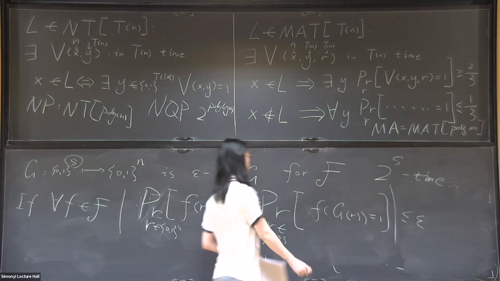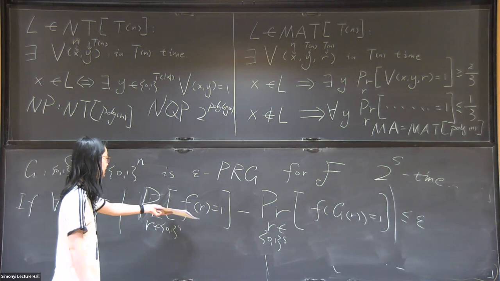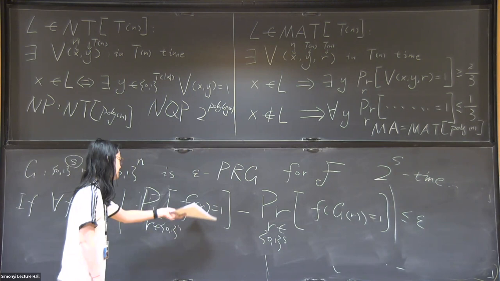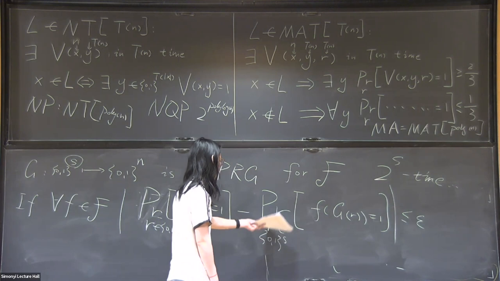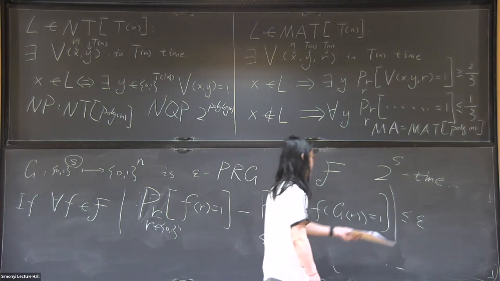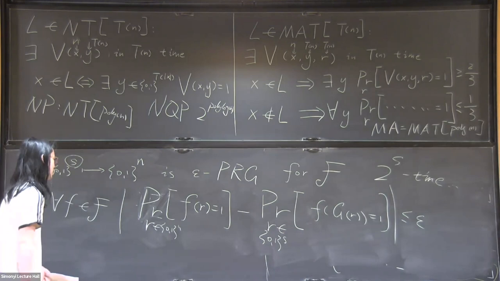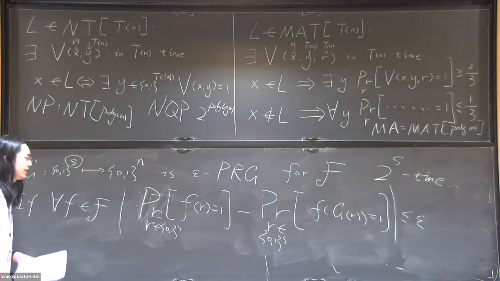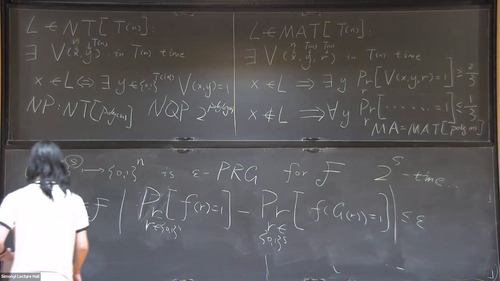Now suppose you fix a function f and want to estimate the probability that f accepts a random input. What you can do is enumerate all possible seeds r, compute G on r, and take the average. It's going to be epsilon close to its acceptance probability on a random string. The whole thing will take roughly 2 to the S time. Okay, so this is the PRG.